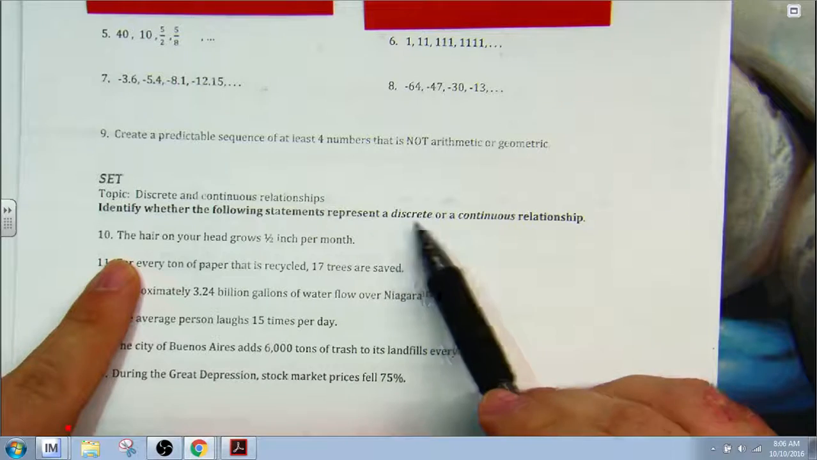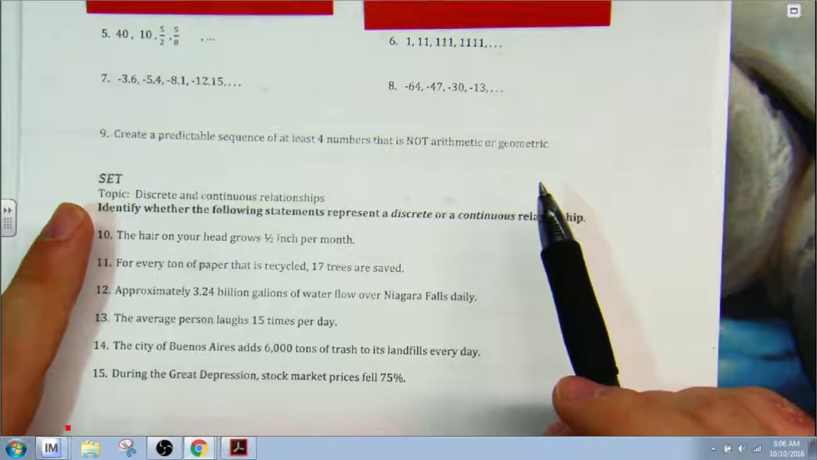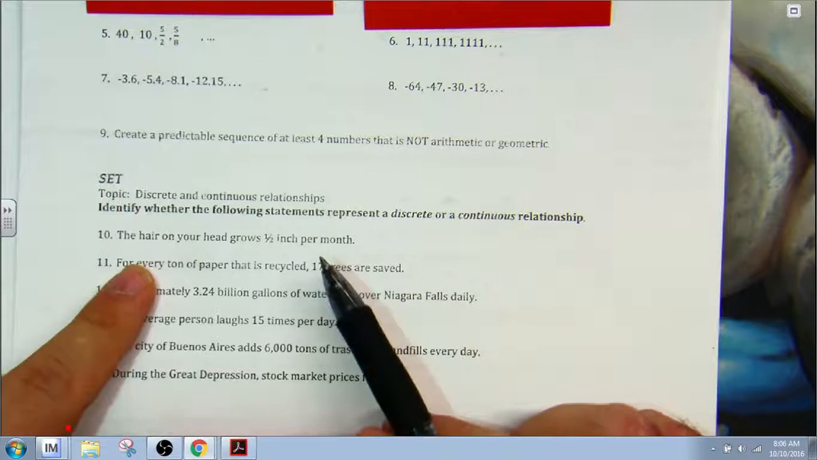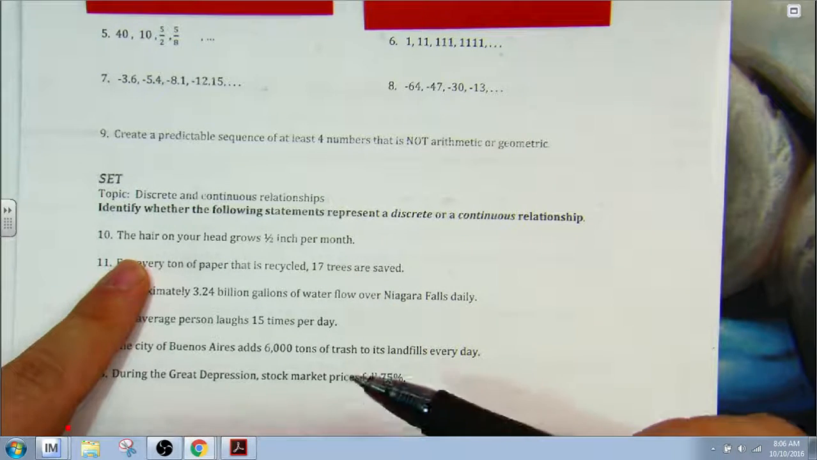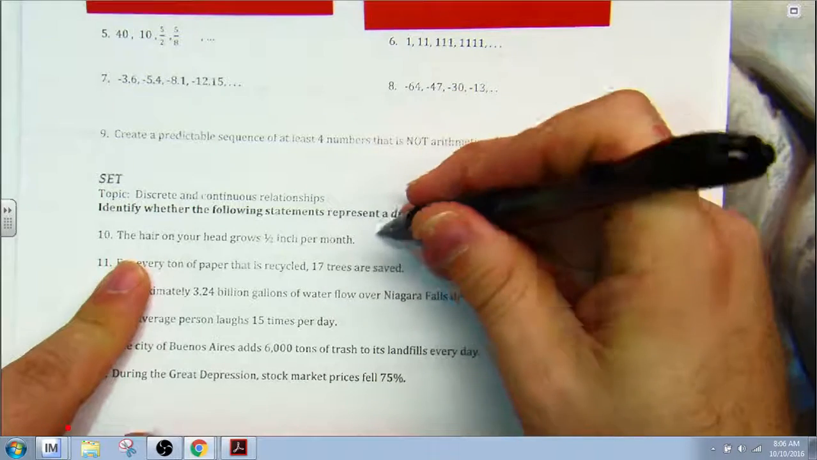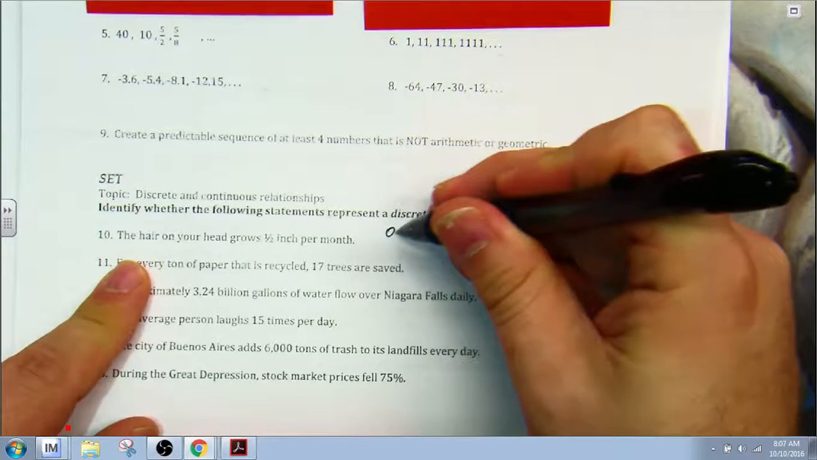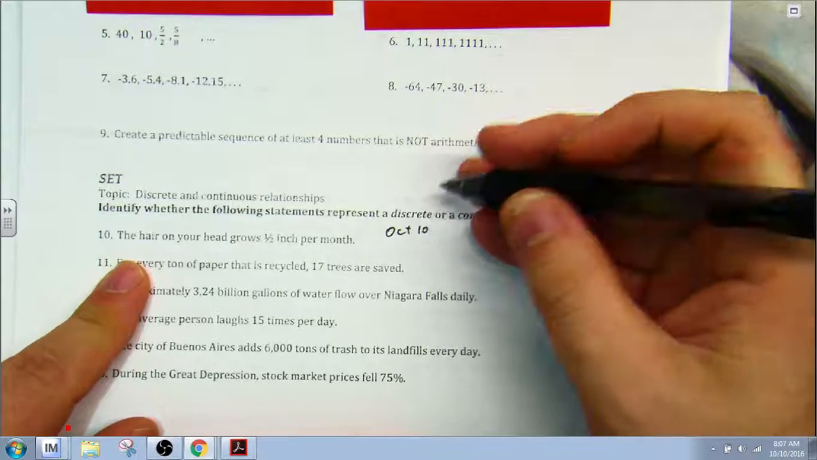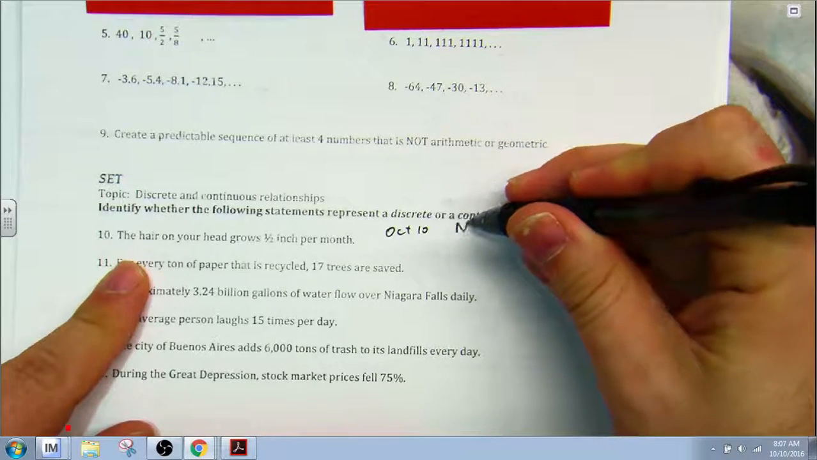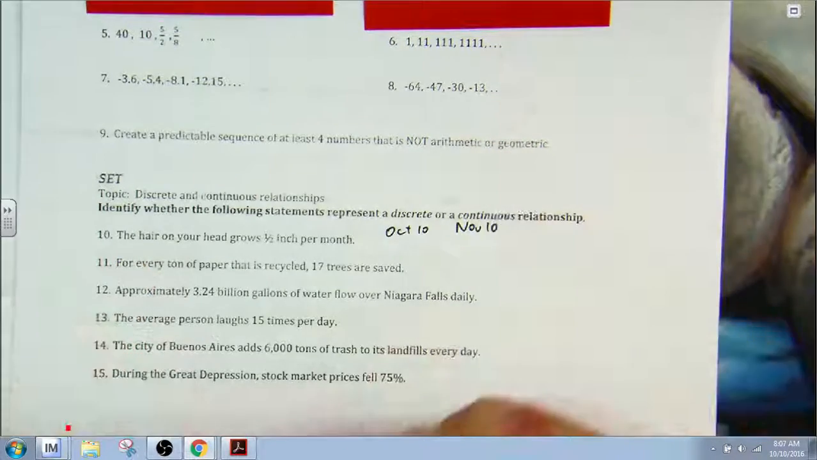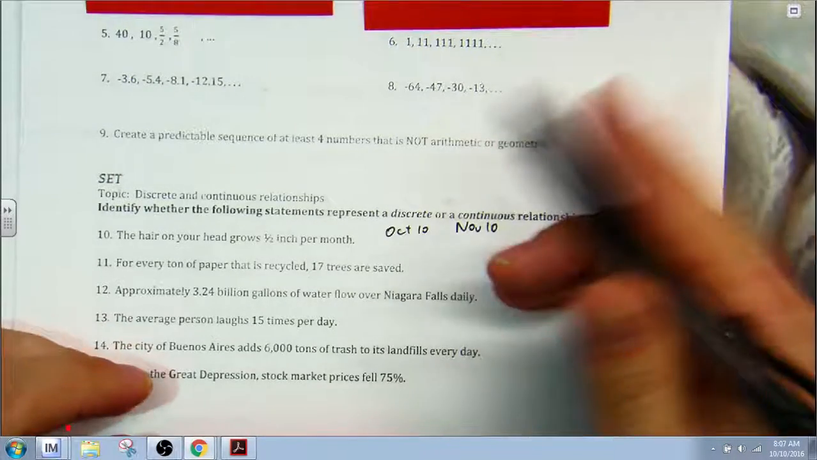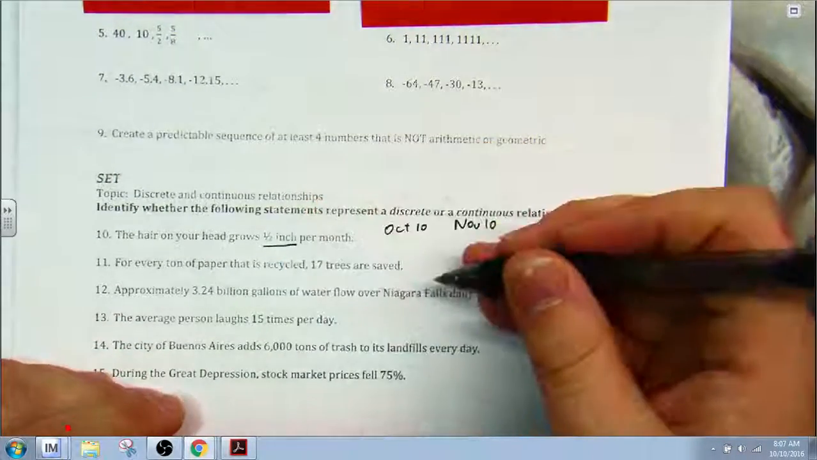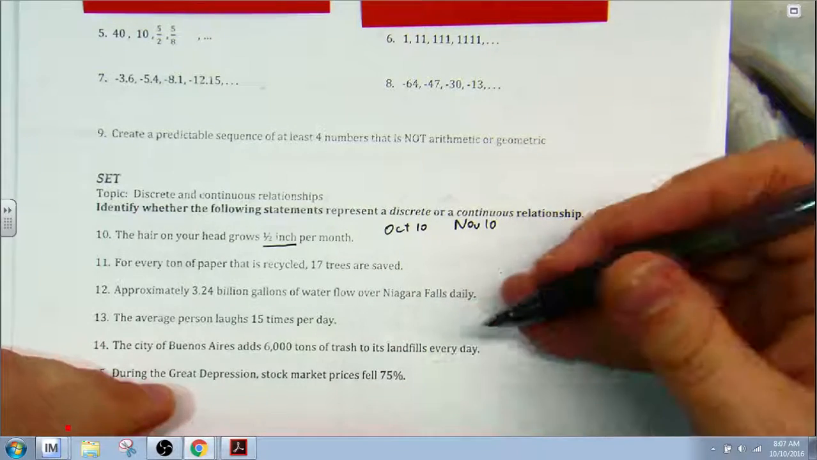But let's look at this. Is this a discrete or continuous relationship? The hair on your head grows ½ an inch per month. So as it's growing, let's say, what's today, October 10th? October 10th, it is a certain length. On November 10th, does it suddenly just pop and it's a ½ an inch longer? No, it grows 1/30th of ½ an inch every single day, right?